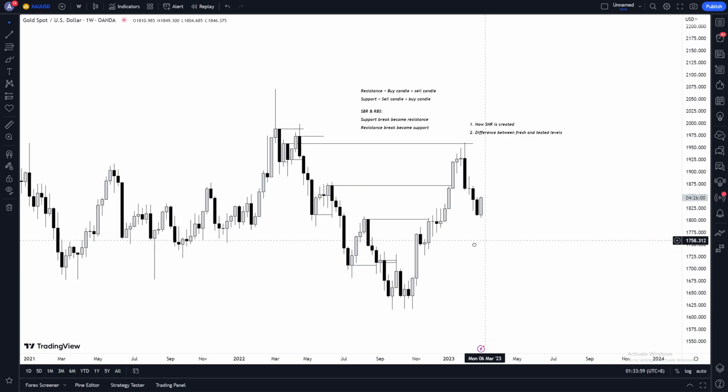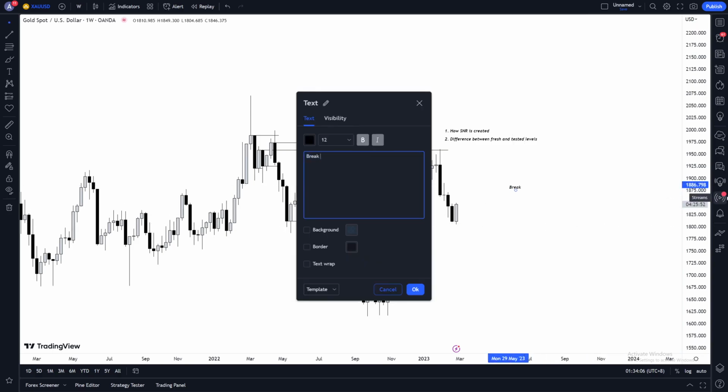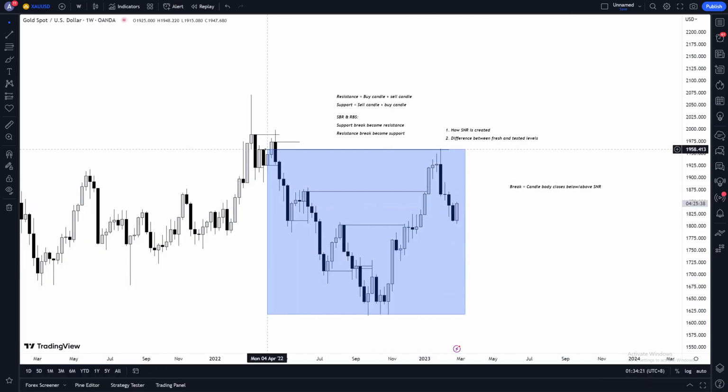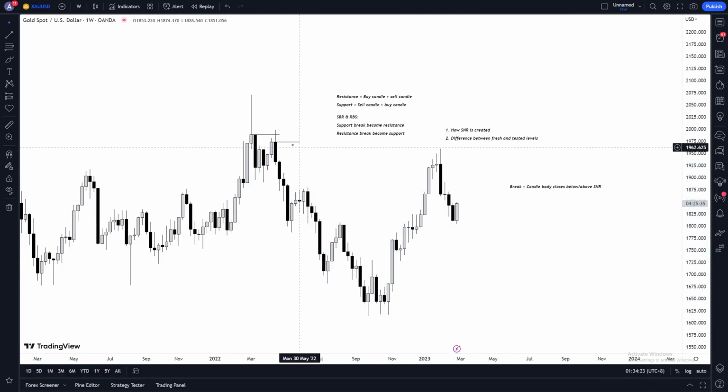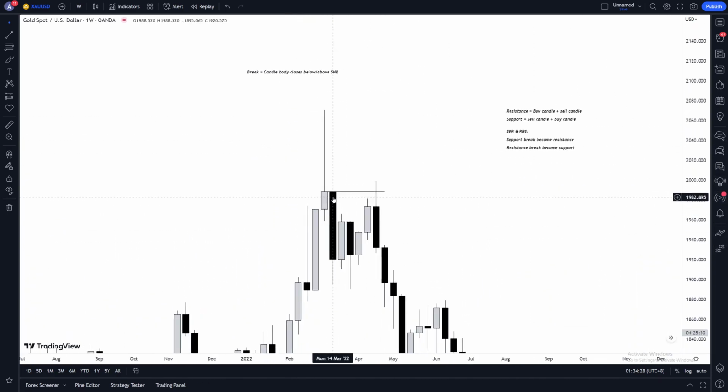Now, I'm not sure whether I covered this in this video or in the previous video. What constitutes a break? When I'm talking about break this, break that, what is a break? Break is equivalent to when candle body closes below or above SnR. Why do I say below or above? Because it depends on whether you are support or resistance. So let me delete all of this and give you guys one example. Break equals candle body closes below or above SnR. So let's look at this. Buy, sell, resistance, correct? This is the candle that touched it.